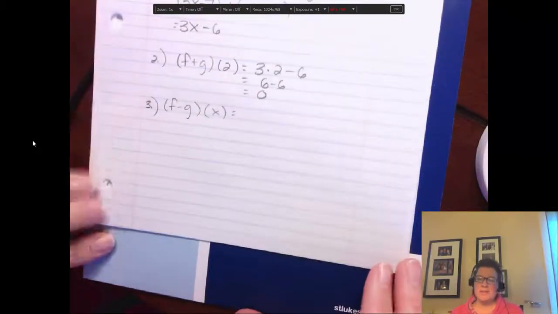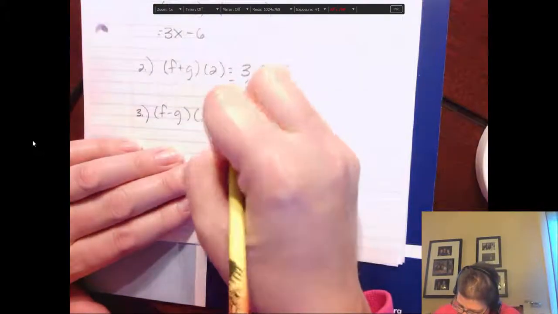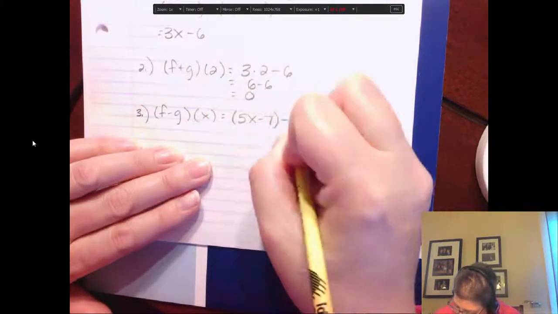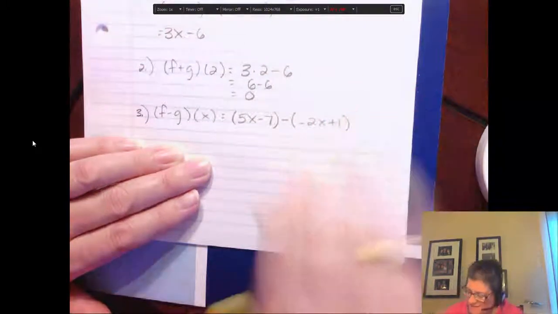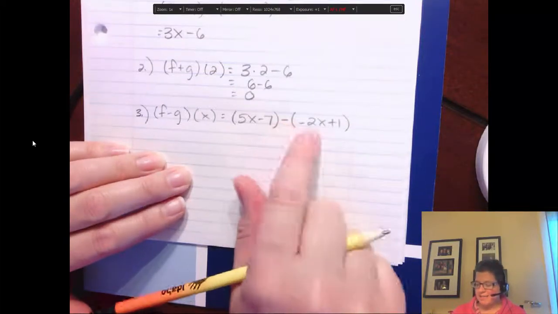Well, then we have to be careful of our negative signs. So remember, f is 5x minus 7. And we want to minus g, which g was negative 2x plus 1. And this is where people mess up the negative sign when we're subtracting each of these off.